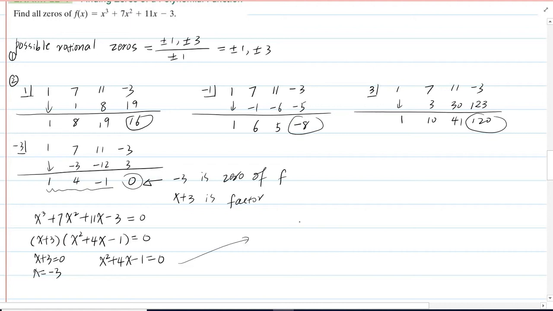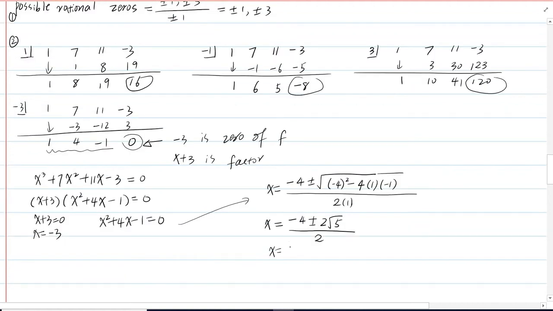So I'm going to go ahead and use the quadratic formula to solve this. It's going to have x equal to negative 2 plus or minus square root of 5. I'm going to write it right here, x equal to negative 2 plus or minus square root of 5. So our solution set is, that would be negative 3. Then we have negative 2 minus square root of 5, negative 2 plus square root of 5.